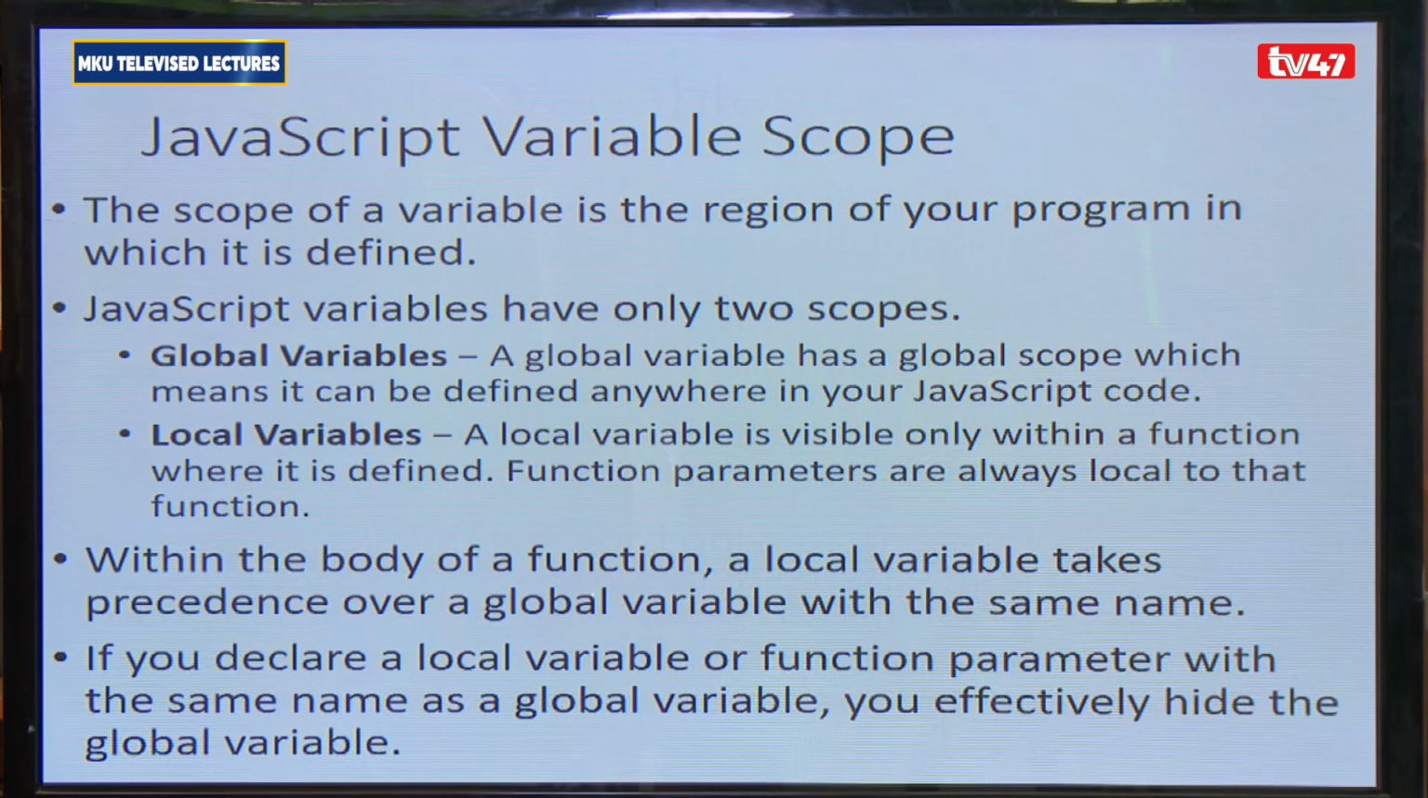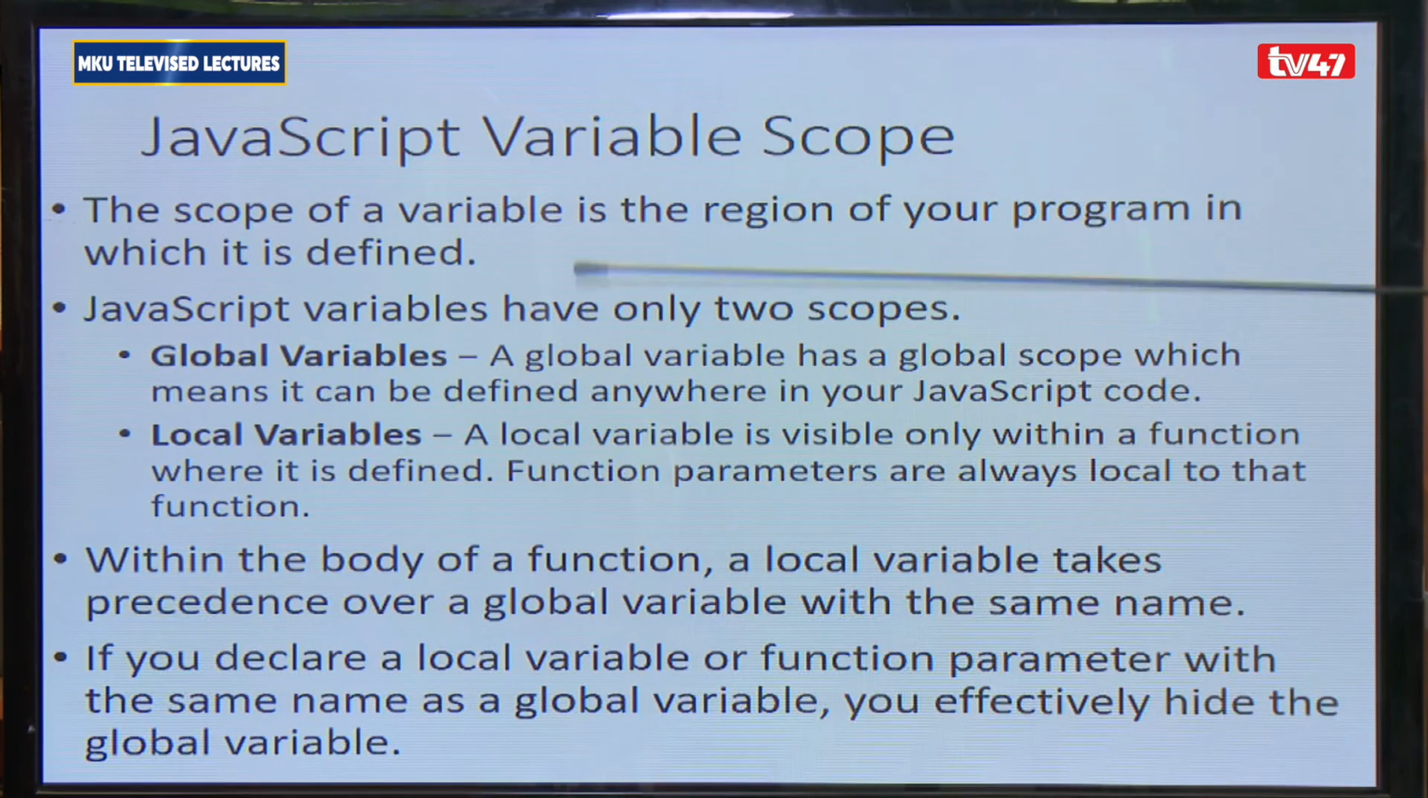Now let's look at variable scope in JavaScript. When we talk of scope here, it's simply the region in your program that a variable will be in use or a variable will be defined. Now, JavaScript supports two scopes. We have a global variable and a local variable. Now, a global variable here is a variable that has a global scope, which means it can be defined anywhere in your JavaScript code. And then we have a local variable here, which is only visible within a function where the variable is defined. So you can define a variable with either scope, either local or global.